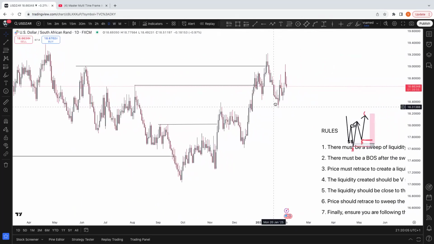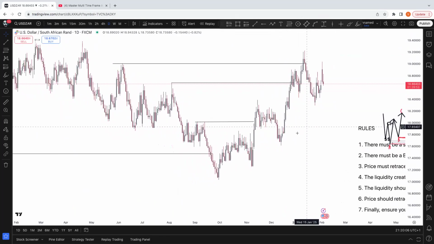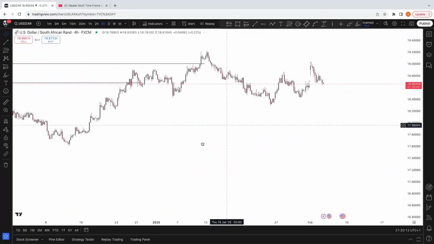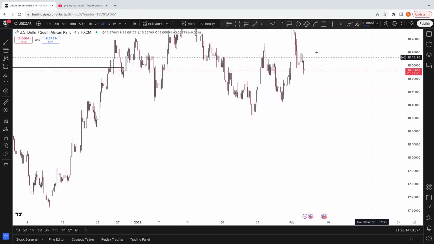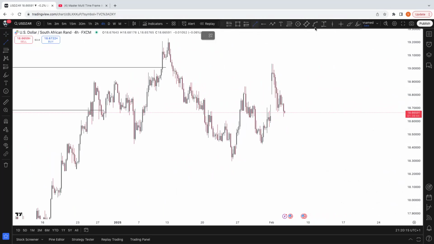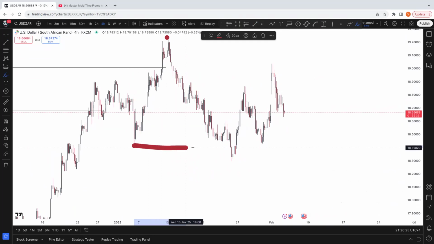So just look at our daily time frame. You're going to understand what I'm talking about. Then let's go to the 4 hours. You're going to see even better what I'm talking about. So look at the 4 hours here. We had a downtrend situation here. This is a higher high. You can see there was a break of structure right here.